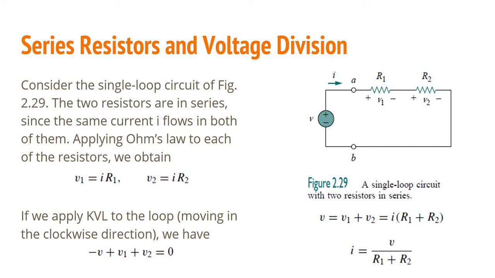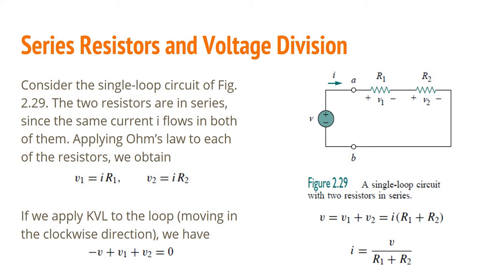So R1 and R2. Since the same current flows in both of them, okay, so they are in series since they have the same current that passes through the resistors. Applying Ohm's law to each of the resistors, we obtain V sub 1 equal to I R sub 1 and V sub 2 equal to current times R sub 2. So we can already see that in figure 2.29.